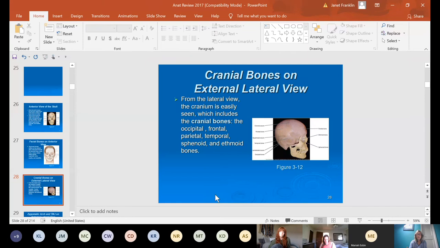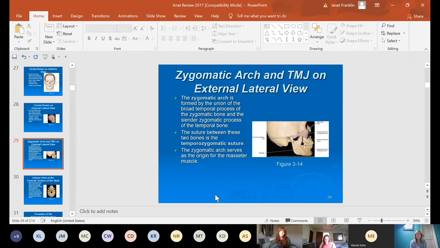Okay. Your zygomatic arch and your TMJ. Your zygomatic arch is formed by your zygomatic bone and your temporal bone. So you've got the temporal process of the zygomatic bone. Of the zygomatic bone means it's on the zygomatic bone and it's going toward the temporal bone. So it would be this little one right here.